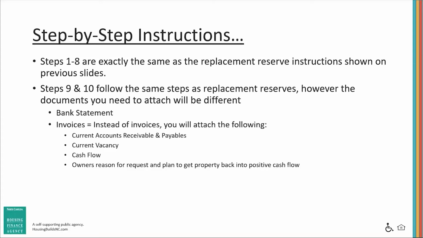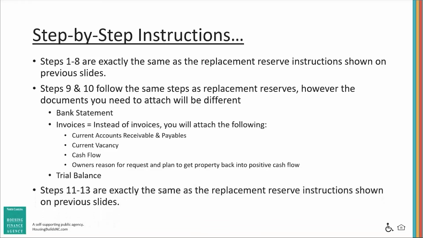You'll include the current accounts receivables and payables, your current vacancy, cash flow, and the owner's reason for the request, along with a plan to get the property back into a positive cash flow. And then you will also include the trial balance. And then steps 11 through 13 are exactly the same as a replacement reserve. Again, the process is the same for replacement or operating. The only difference are the documents that you will attach.